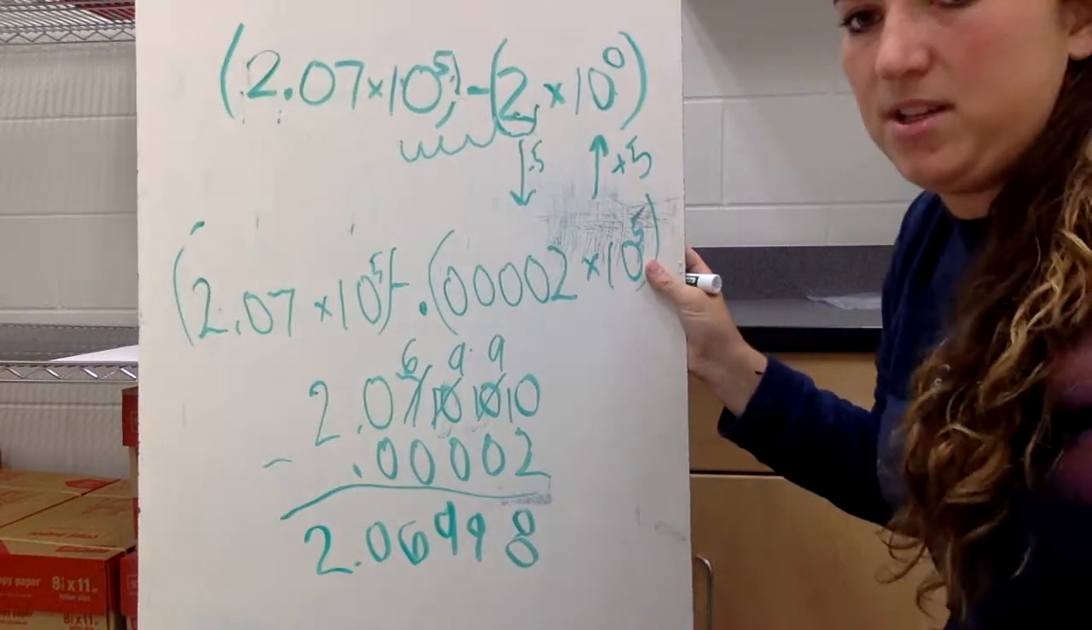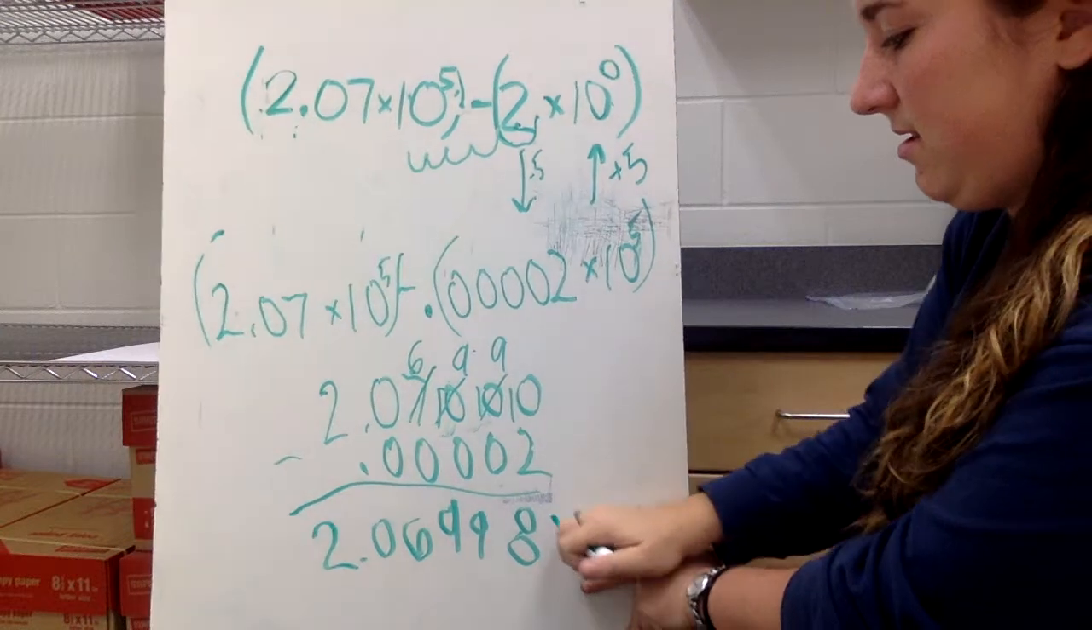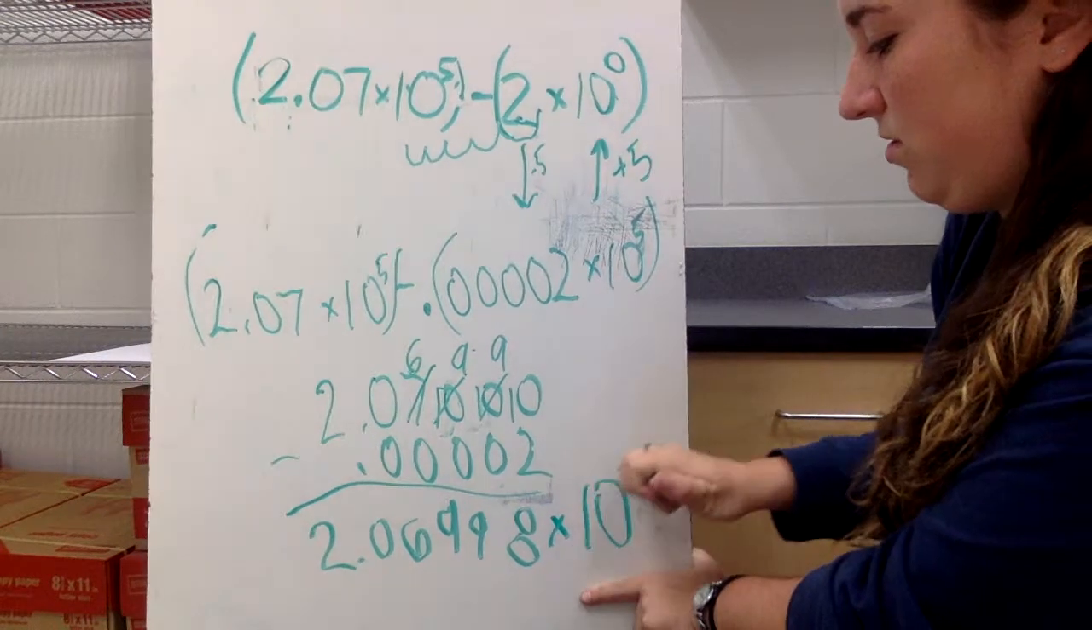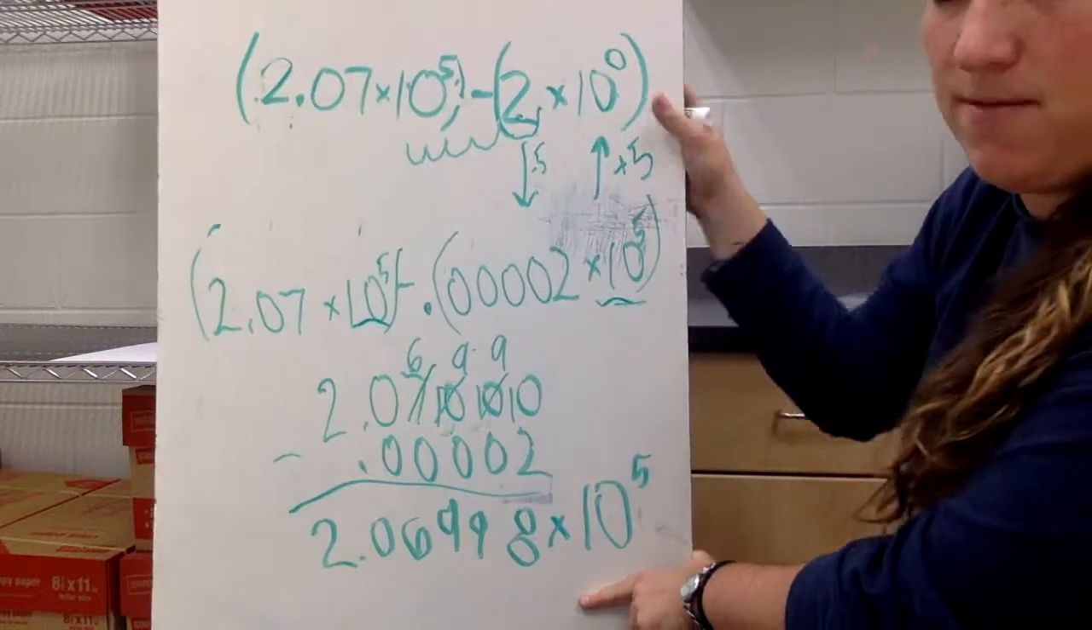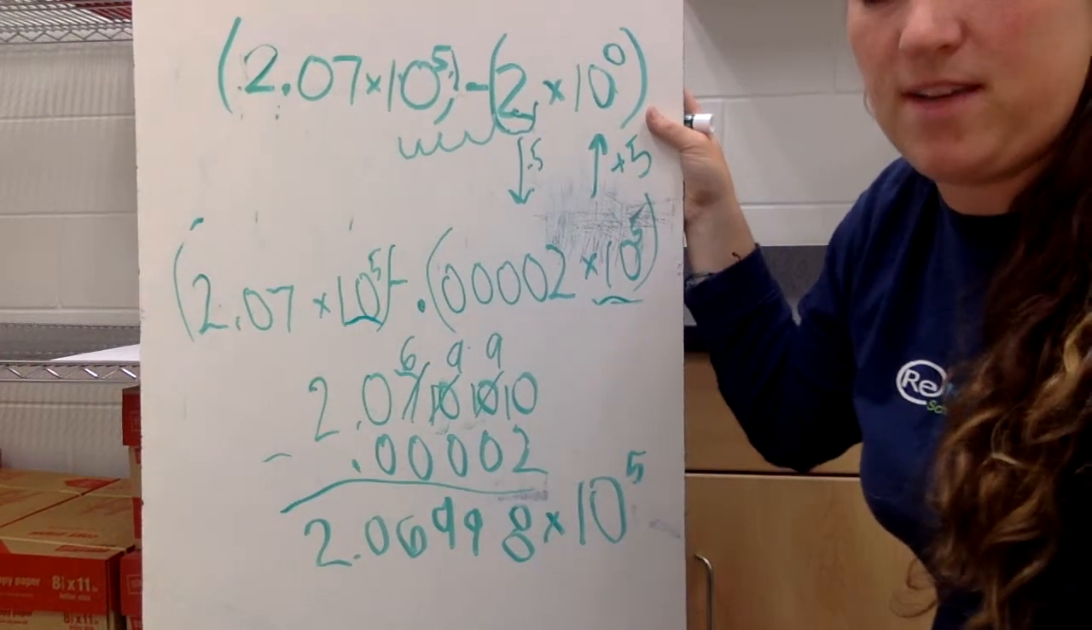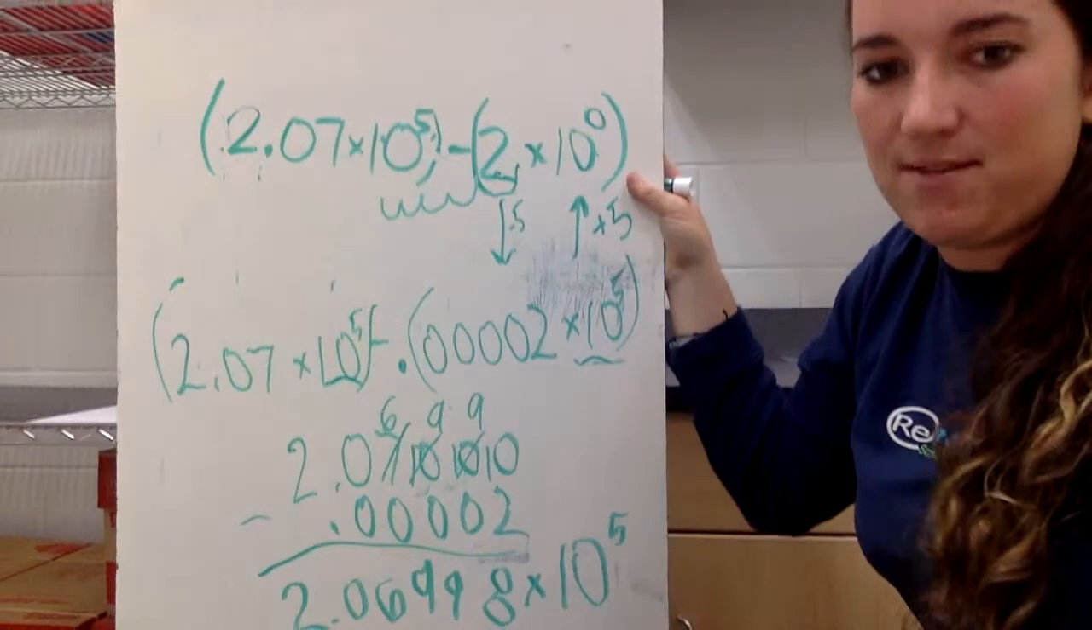And then what am I multiplying this number by? Times 10 to the 5th power, because we keep our exponent from up top since we're just changing the place value. Go ahead and finish the rest of the problems independently.